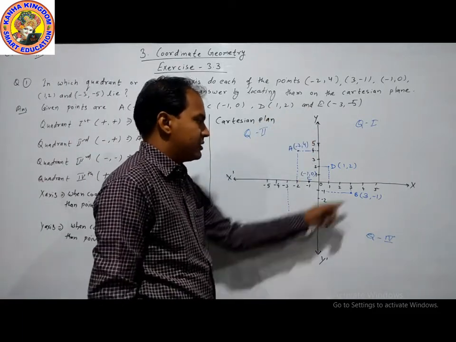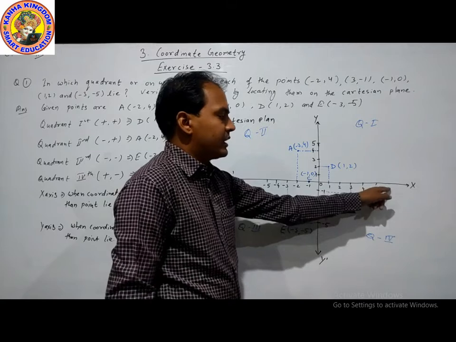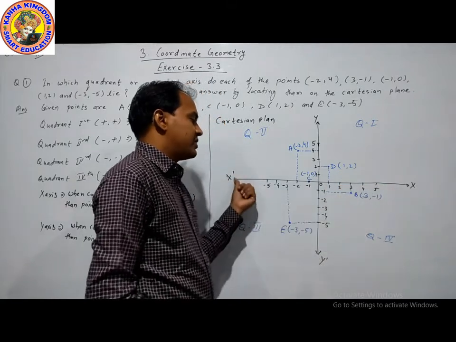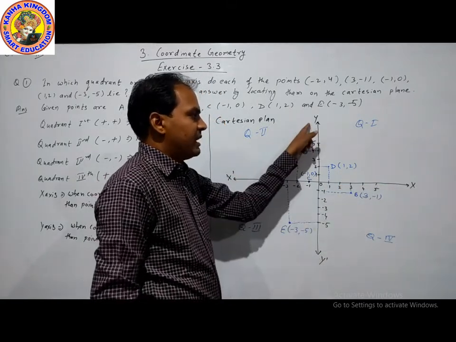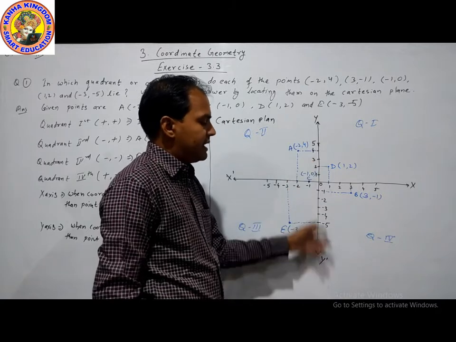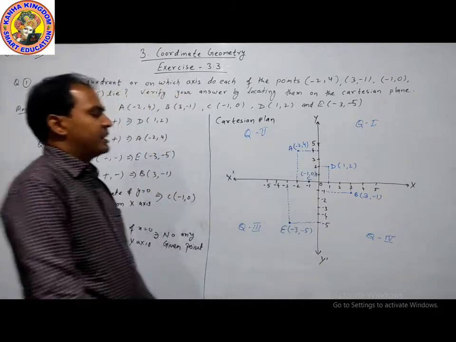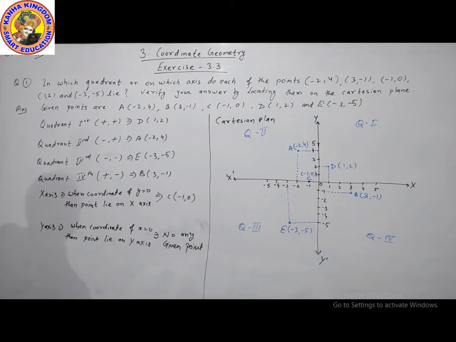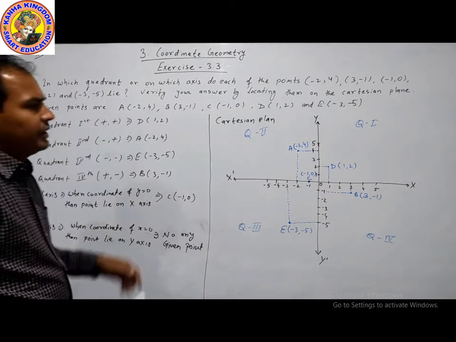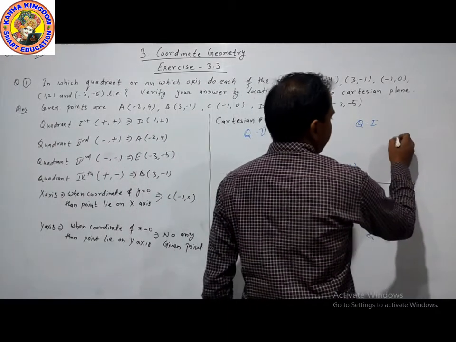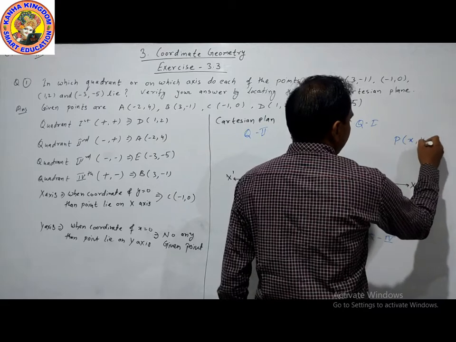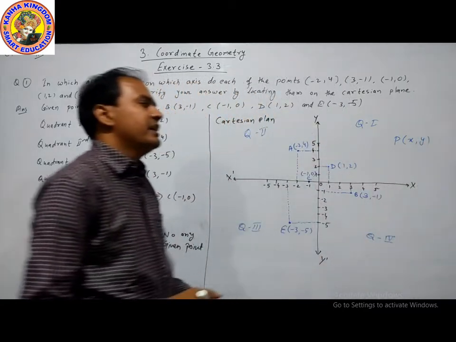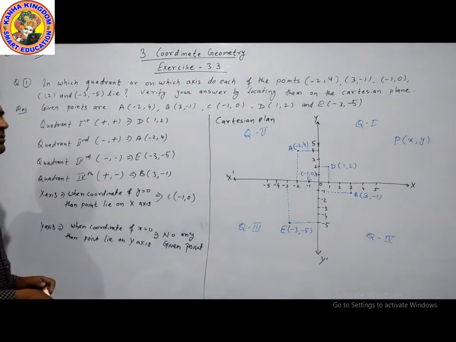Here is y dash, x dash. On the x side, the positive values and x dash, negative values. On the y side, positive values and y dash, negative values. This is our Cartesian plane. Now, locating. Any point is written in the form x comma y.